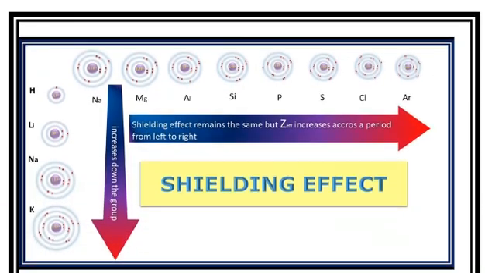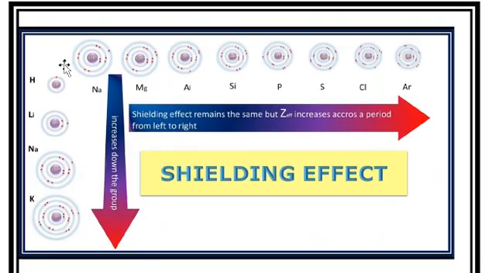As you can see, we have taken the first group. The first element, hydrogen, has only 1 shell, so no need to discuss shielding effect, because there is no inner shell. Here an inner shell is there, the first shell nearer to the nucleus. Here there are 2 shells, and here 3 shells. So as we move down the group, shielding effect increases due to the increase in the number of shells.